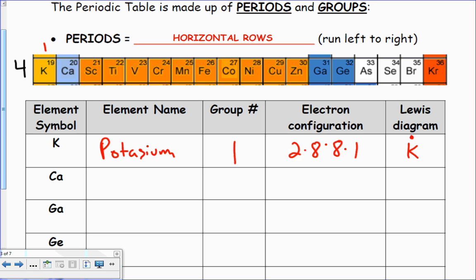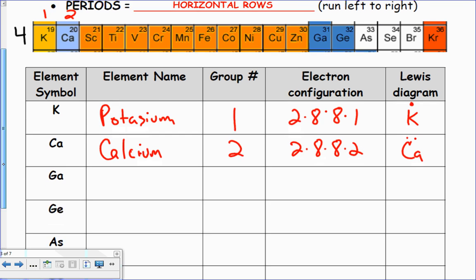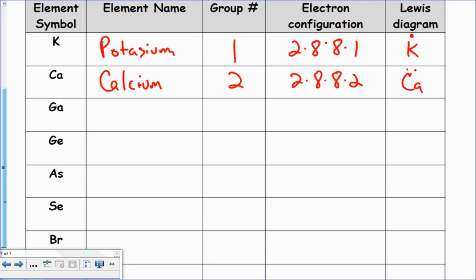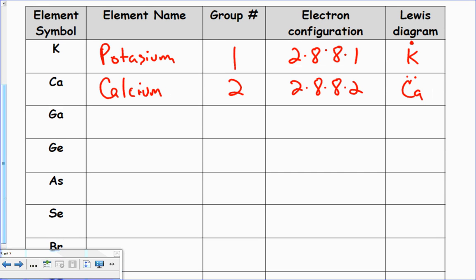All right, Ca is calcium. Calcium is a group 2 atom. We do groups next, by the way. Its electron configuration is 2, 8, 8, 2. Ca, 2. Okay, good. We're getting the hang of this. I'm going to leave a few of these for you guys to do yourself with your periodic table. I'm going to focus on the electron configurations and the Lewis dots for the rest of them. How's that sound?